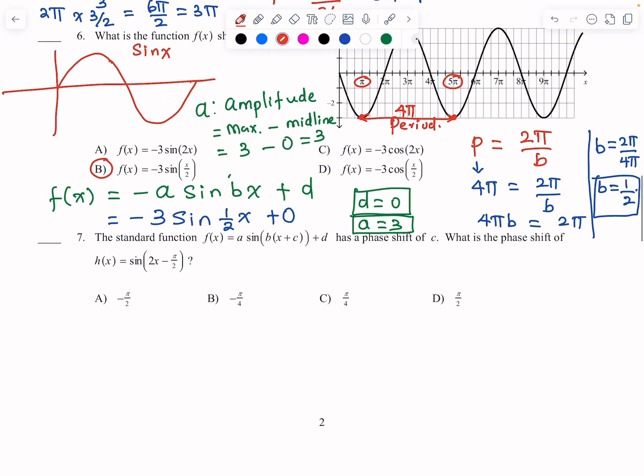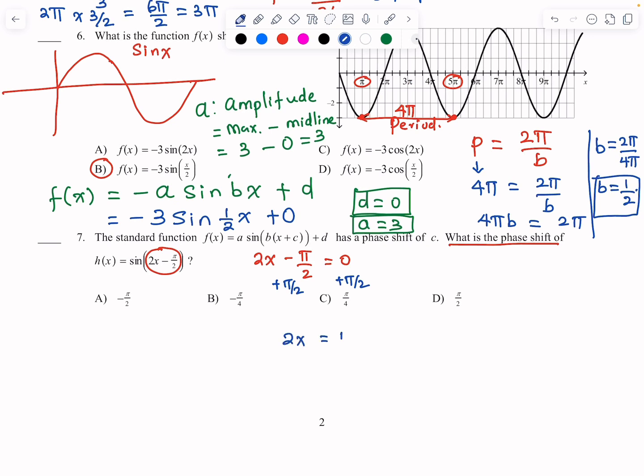Now let's go to question number 7. Question number 7 is asking, what is the phase shift? For this one, you have to be very careful. So to get this one, just take this value and set it equal to 0. So you have 2x minus pi over 2, set equal to 0. And then you solve for x. So solving for x in this case now, let's add pi over 2 to both sides.